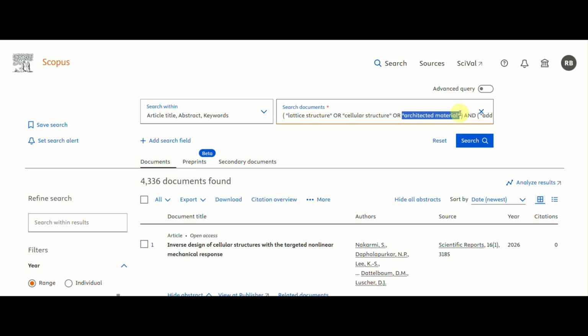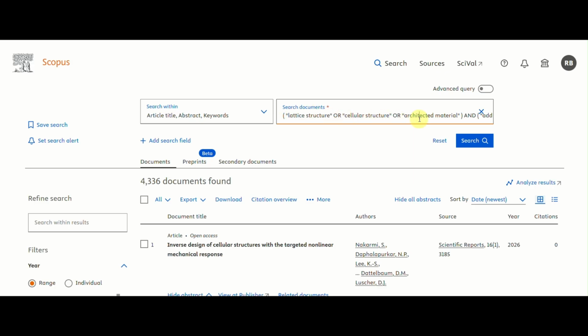How do I know this word? Whenever we search for papers on lattice structure, suppose you have downloaded one paper. First you have to download one paper, read it and find the keywords they used. Are they using lattice structure consistently? Are they changing the terminology to cellular structure? Sometimes they are using architected material. That is why we must know the synonyms of our particular keyword.